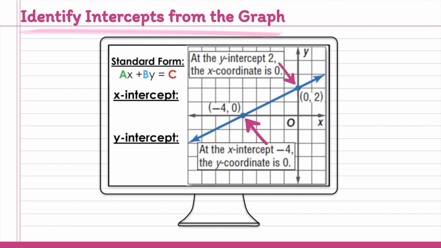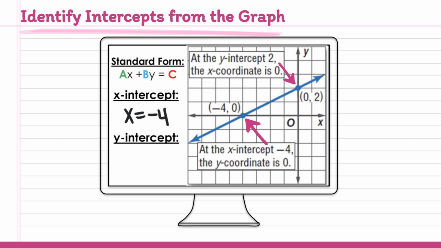So let's start by taking a look at this graph, and this graph does have some accompanying context. We have the graph of a line here where we see it crosses the x-axis at the ordered pair (-4, 0). So that means at this point we have the x-intercept, because that's where the line crosses the x-axis, and the y-coordinate for the x-intercept is always going to be 0. So for this graph in particular, our x-intercept is -4.